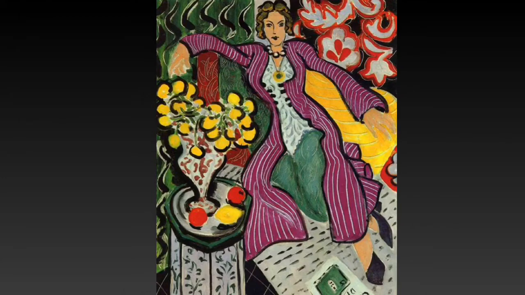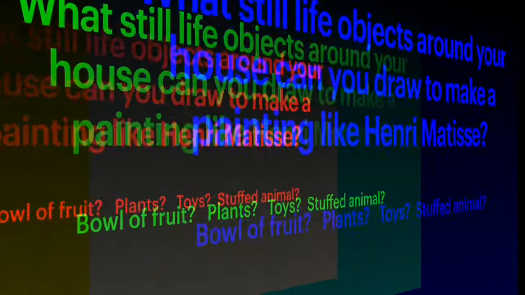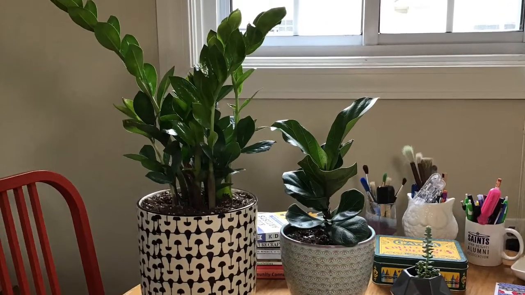And here is a woman in a purple coat. There's so much to look at here. The background, the colors, the table. So what still life objects around your house can you draw to make a painting like Henri Matisse? Here's what I found in my house and set up for me to draw.